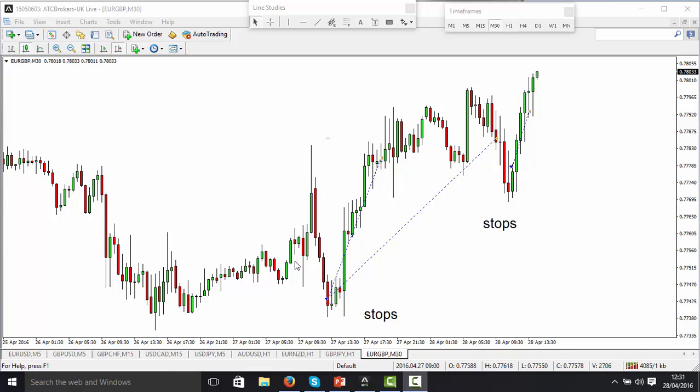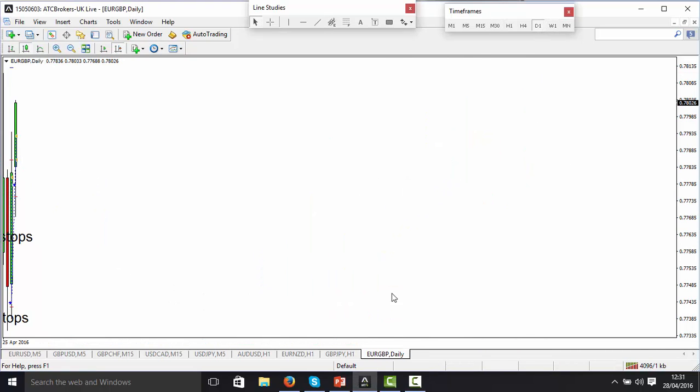I'm just going to go through this euro pound trade. We're going to jump straight into it and show you exactly why it's been taken, what we're looking at, and where we're looking for the market to go. So the best place to start is on the daily time frame.